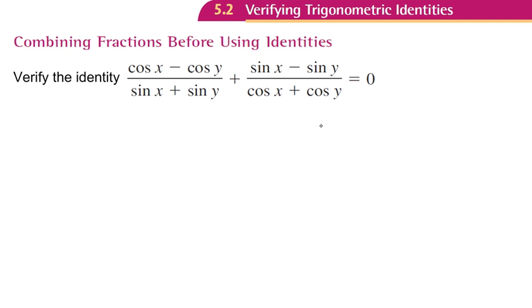Okay. And we've got to show, right? We've got to verify and show that this really does equal 0. And we're going to do the same thing that we did in the previous example, which is we need to find a common denominator. We're going to combine these two terms together. So if this side is sine of x plus sine of y, and this side is cosine of x plus cosine of y, the common denominator is when we multiply these two together.